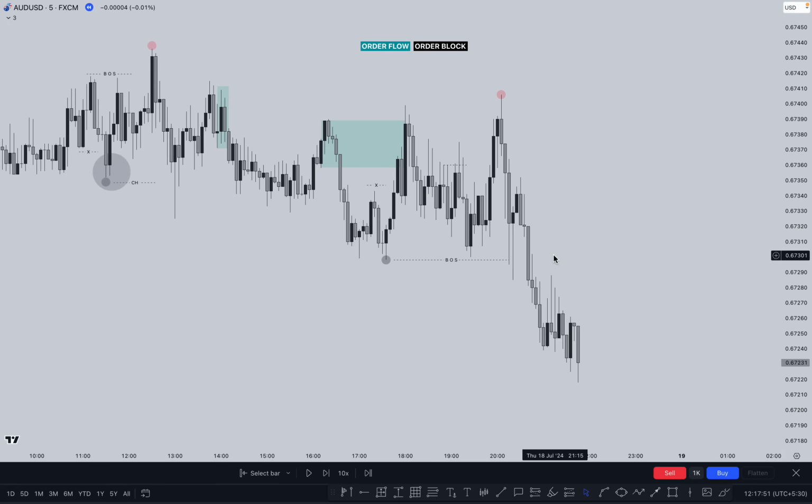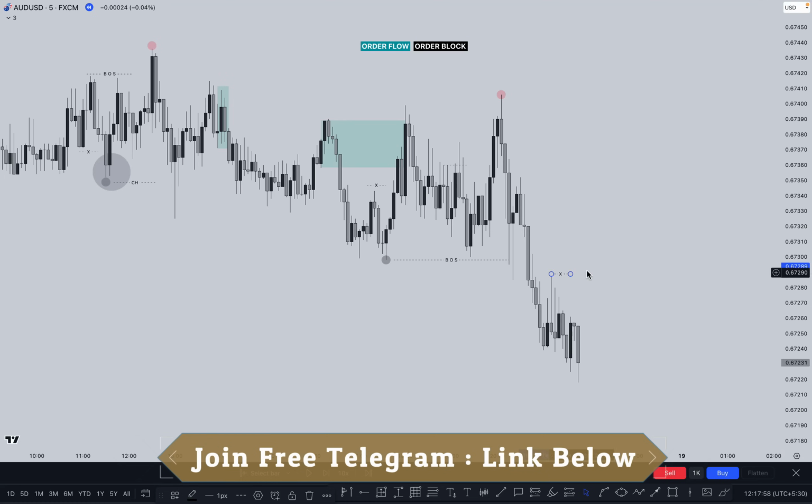So after the break of structure, we should look at where our inducement is, right here. The inducement after the break of structure is the first pullback, right here. Once the market takes out this one, we can plan for the sell right here. Look at the structure like this one.